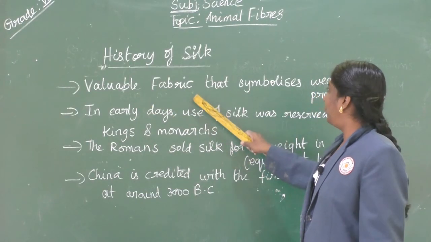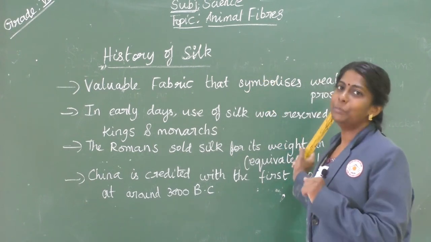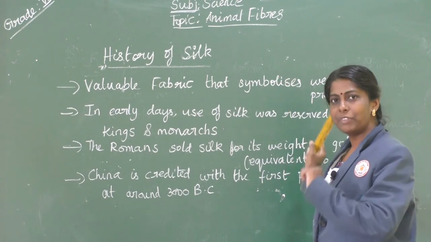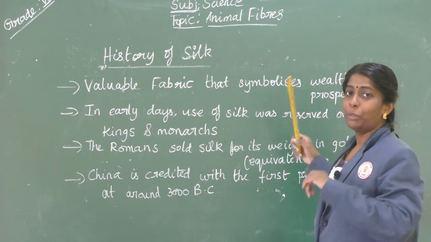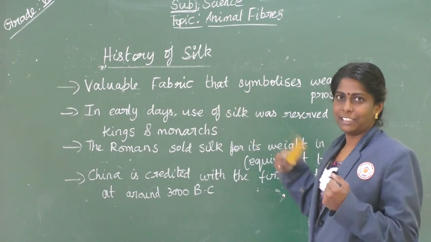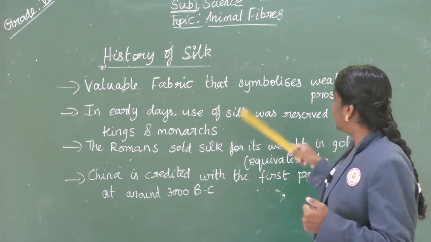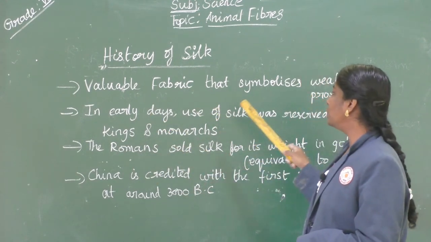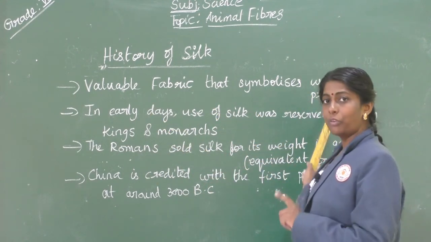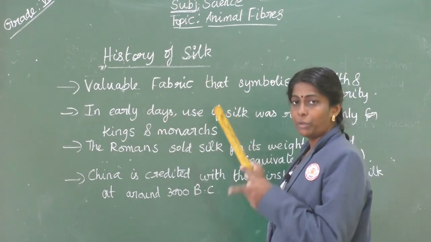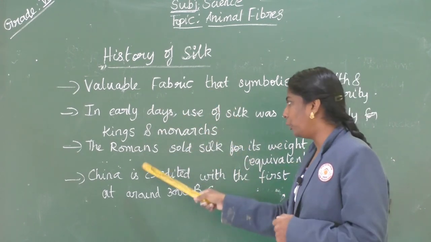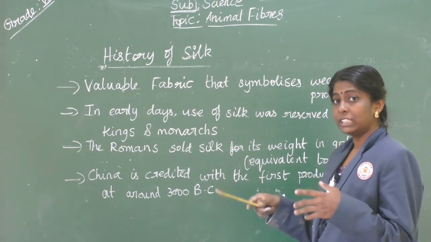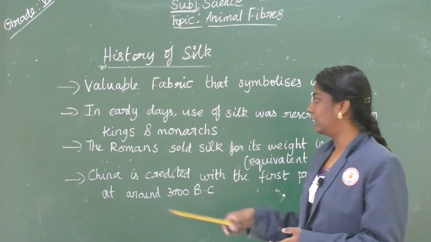It's a valuable fabric that symbolizes wealth and prosperity. Normally for weddings, we usually prefer silk. In early days, the use of silk was reserved only for kings and monarchs. The Romans sold silk for its weight in gold, meaning they are equal to gold.